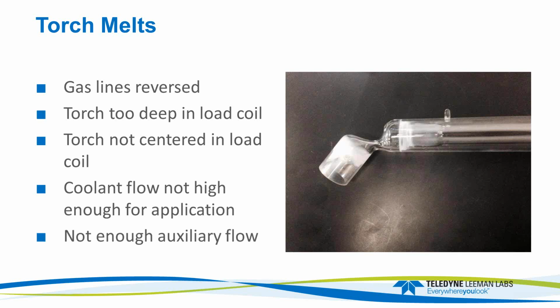Not enough auxiliary flow, where the discharge, the plasma, is really too close to the injector into the auxiliary tube. So a little bit of auxiliary flow will prevent that, will push that plasma away. It will prevent the torch from clogging up, or from high levels of dissolved solids depositing on that. So put a little auxiliary flow in there, and a lot of times that's the kind of stuff that will prevent you from melting. Okay.